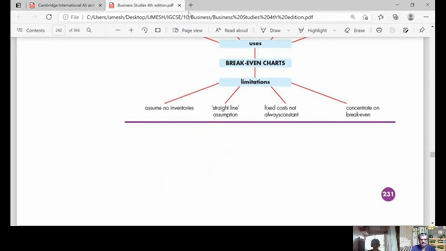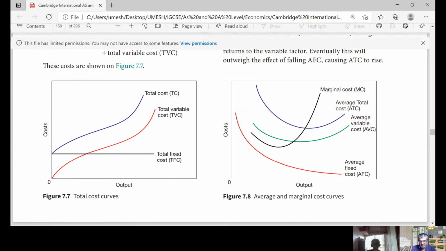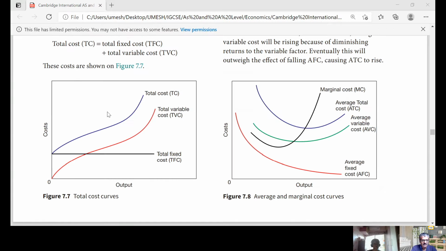Okay, no issue. We will open another one, which is going to give you the detailed explanation about cost. Showing grant.